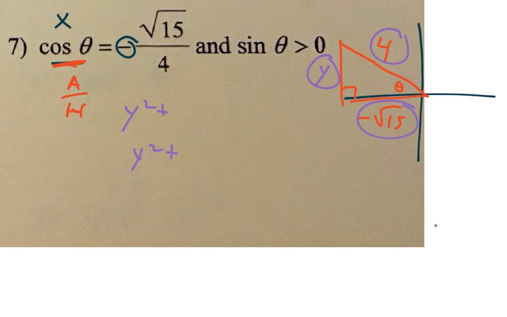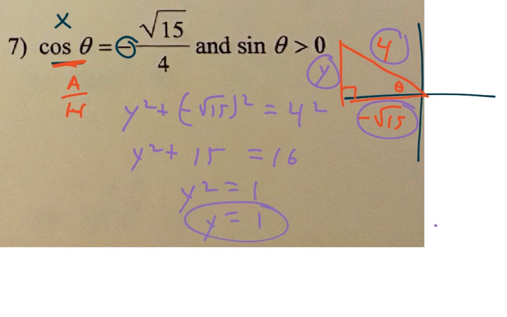Okay, so we're going to do y squared plus negative square root of 15 squared equal to 4 squared. So we're going to get 15 equal to 16. So that means y squared must be 1, and y must be, therefore, 1. So let's fill that in. We know that y is 1. Now we're ready to do our ratios.